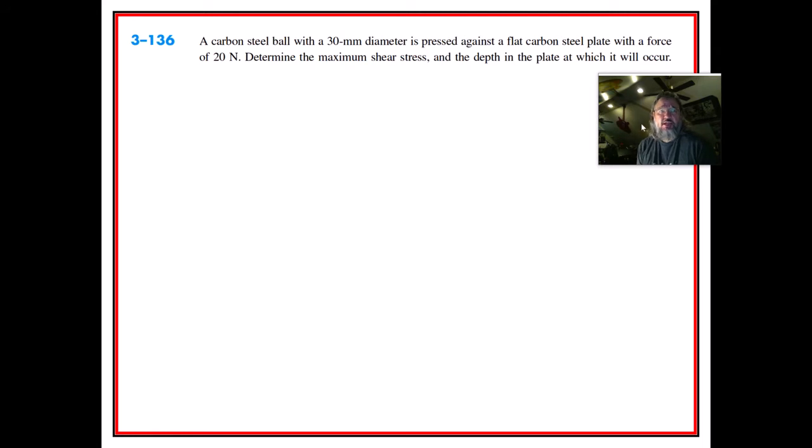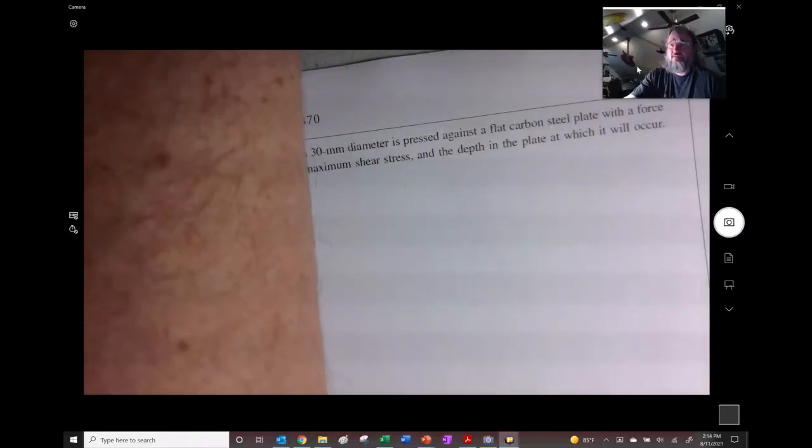But here is problem 3-136. We have a carbon steel ball with a 30 millimeter diameter, and it's pressed against a flat carbon plate with a force of 20 newtons. We're going to determine the maximum shear stress and the depth in the plate at which it will occur. So let's go ahead and do that.